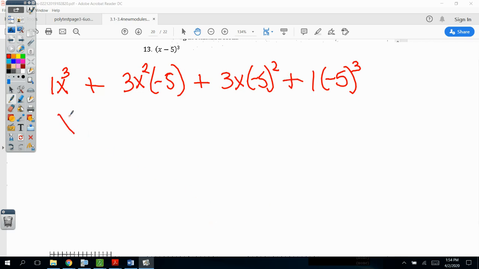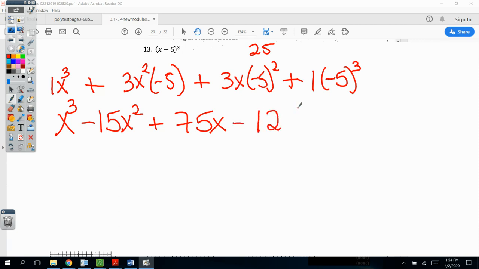And we get x cubed. Negative 5 times 3 is negative 15, x squared. Negative 5 squared is 25. 25 times 3 is 75x. Negative 5 to the third is negative 125. When you see the plus, minus, that should make sense to you because of this negative sign here.